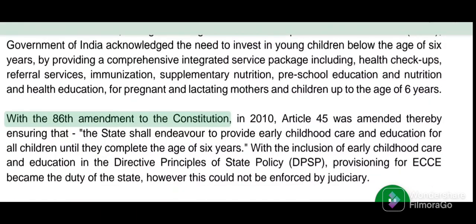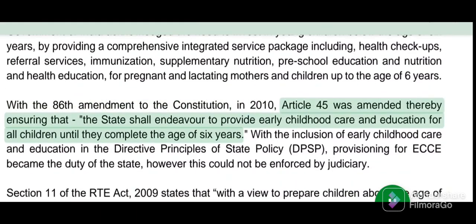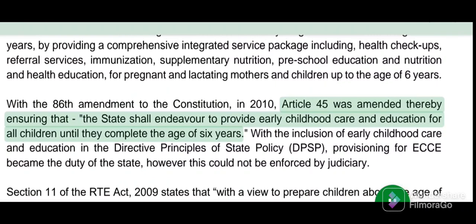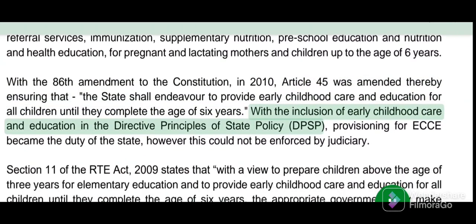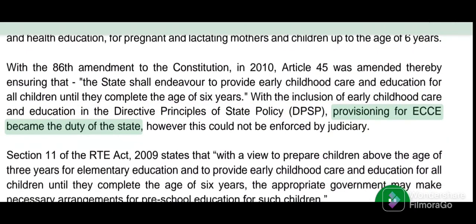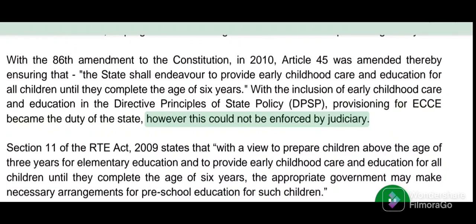With the 86th Amendment to the Constitution, in 2002, Article 45 was amended, thereby ensuring that the state shall endeavour to provide early childhood care and education for all children until they complete the age of 6 years. With the inclusion of early childhood care and education in the Directive Principles of State Policy (DPSP), provisioning for ECCE became the duty of the state, however this could not be enforced by judiciary.